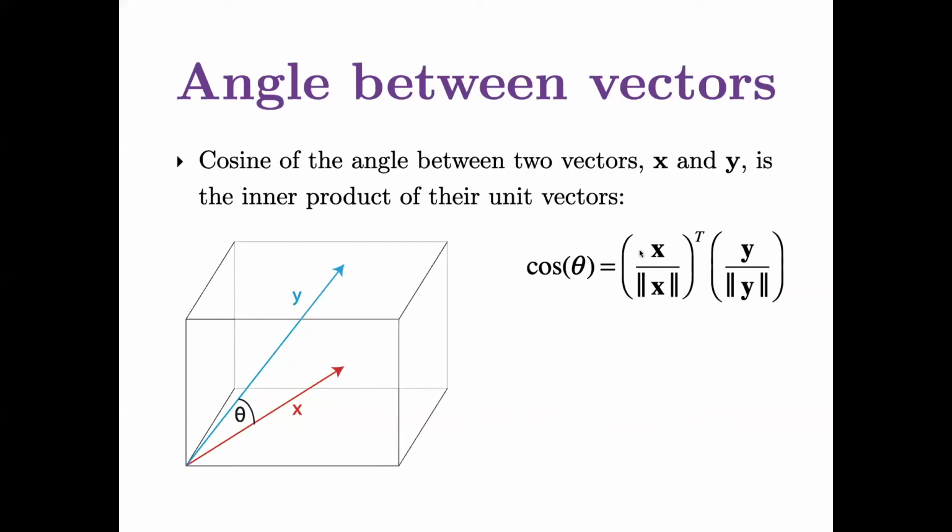Okay, and this is the unit vector in the direction of x. Because all I have to do is divide every element in x by its norm to get the unit vector in the direction of x, just like we did on the previous example. So it's the inner product of the unit vectors pointing in the direction of x and y.